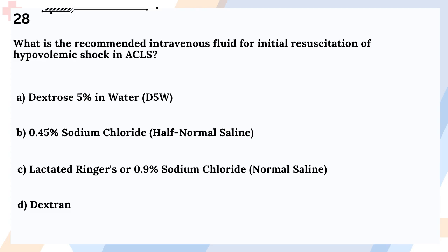Question 28. What is the recommended intravenous fluid for initial resuscitation of hypovolemic shock in ACLS? A. Dextrose 5% in water, D5W. B. 0.45% sodium chloride, half normal saline. C. Lactated Ringer's or 0.9% sodium chloride, normal saline. D. Dextran.